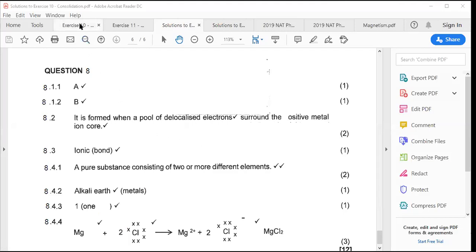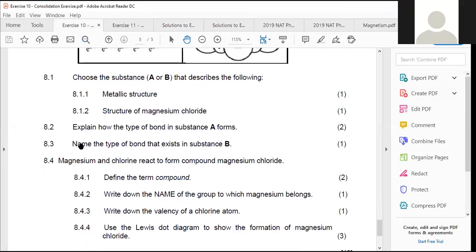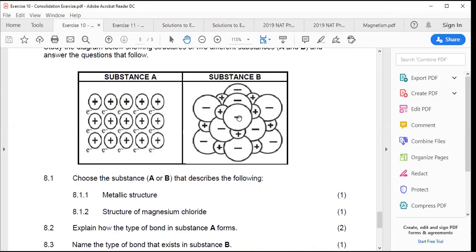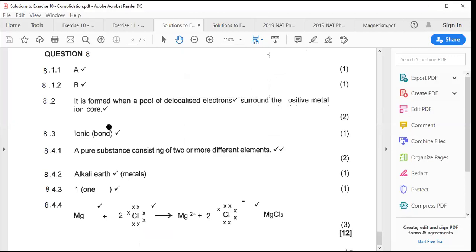Next one, 8.3. Name the type of bond that exists in substance B. So substance B, these are ions. So this becomes an ionic bond. So the answer here is ionic bond. Right, we move on to 8.4.1.